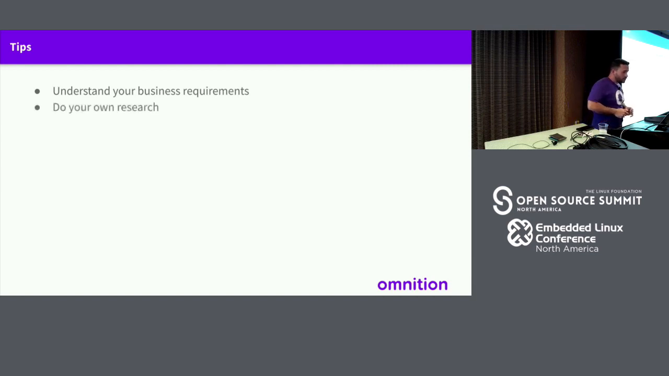Next one is around doing your own research. My favorite example is just because it's written in Go doesn't mean you should use it. Go is fantastic, but just because it's written in Go doesn't mean it's the right solution. You have to do your own research, your own testing. You have to make sure it's meeting your use cases, because they could be different and the benchmarks you see are not equivalent to your environment.